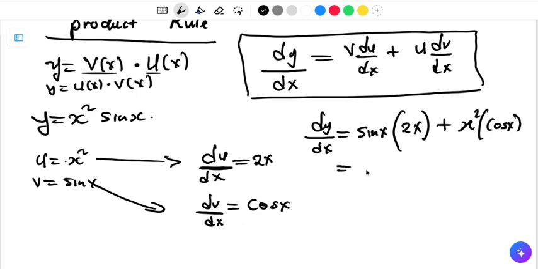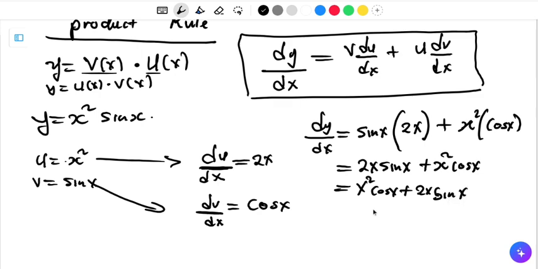So we can just rewrite that in order. So we are going to have 2x sine x, then plus x squared cos x. So here we can rearrange the terms in order, starting with the one which has the highest power. So we have x squared cos x, then plus 2x sine x. So meaning to say, this is our final answer using product rule.